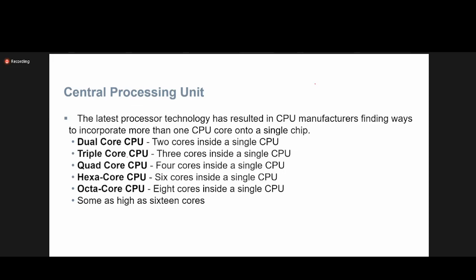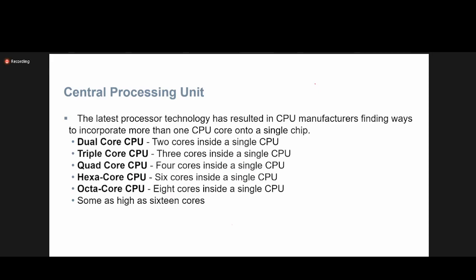If there are two, we call them dual core CPU, triple core CPU, quad core if there are four cores inside one package, or hexa-core CPU for six cores inside a single CPU. Greek prefixes, right? So dual, triple, quad, hexa, octa. As the number of cores increases, you can check inside your system to see how many cores you have. I have a quad core CPU in my computer.